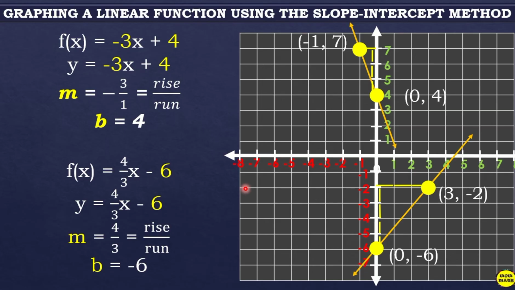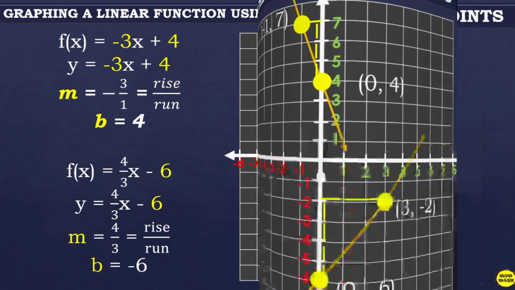So, ito yung pangatlo. Okay? Yung una, yung kanina, table of values. So, ipa-plot lang natin yung ordered pairs. Pangalawa is by using the intercepts. So, intercept method, let x is equal to 0 and y is equal to 0. And then, ito yung pangatlo using the slope-intercept method. So, look for the slope and y-intercept.